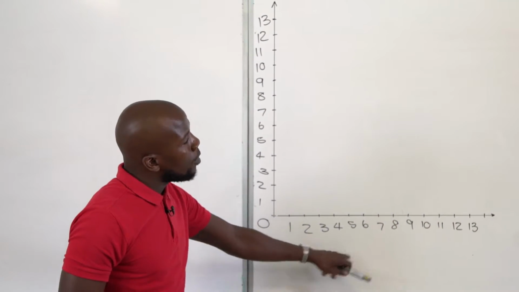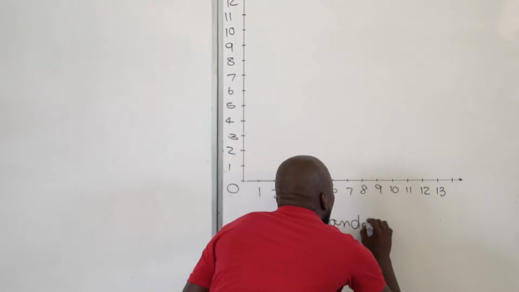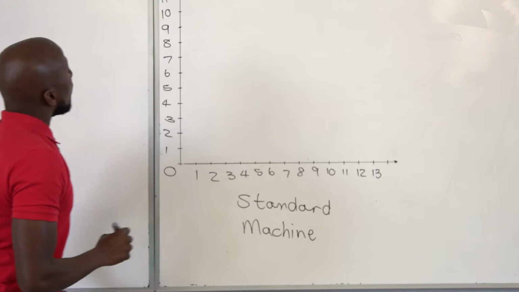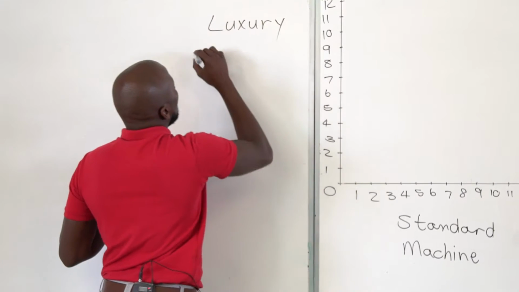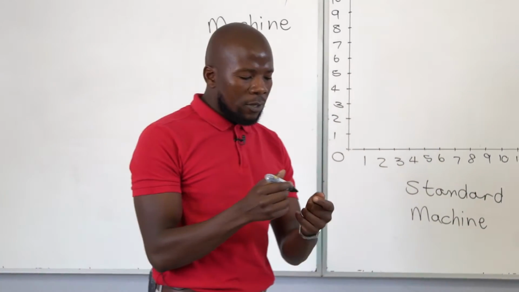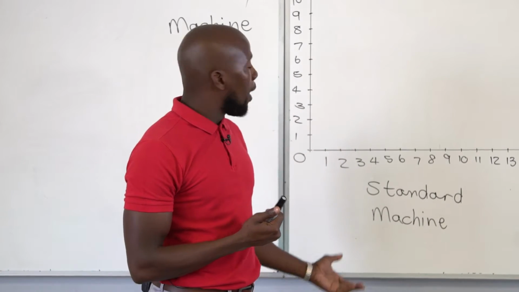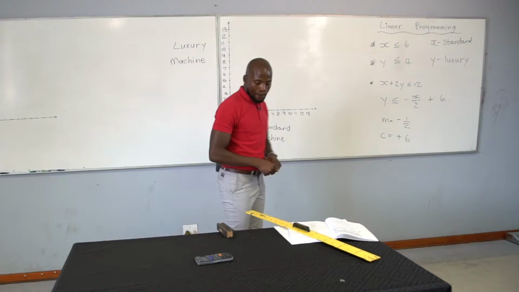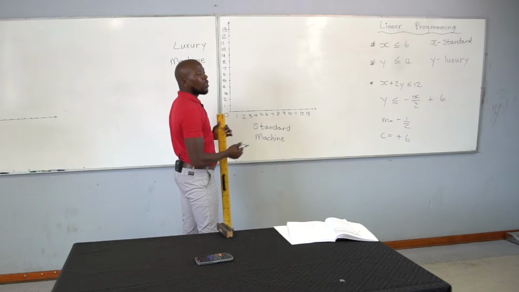Also, do not forget to label your axes. We said the x-axis is the standard washing machine. So we know that the x-axis is standard machine. We know that the y-axis would be the luxury machines. Feel free to be as descriptive as you wish to with regards to the labels of your axes. Also, if these were labels which had units, I would have to state my units on each axis.